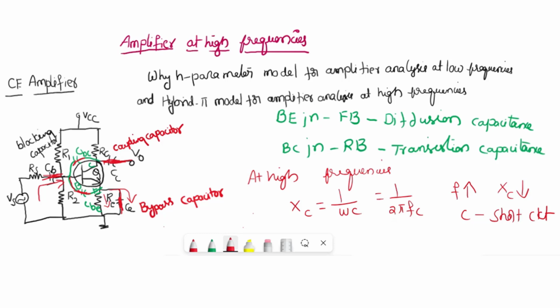But what is happening to the junction capacitors? See the junction capacitor CBE, between the base and emitter, it is short circuited. Means you are giving the input signal between the base and emitter only. Suppose the base and emitter get short circuited, then what about the voltage across the short circuit? The voltage across a short circuit is 0. So even when you are applying Vs, as that gets short circuited, the voltage across BE becomes 0. Means there is no input signal.